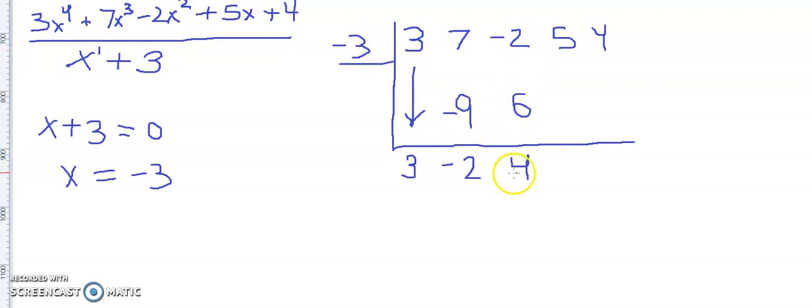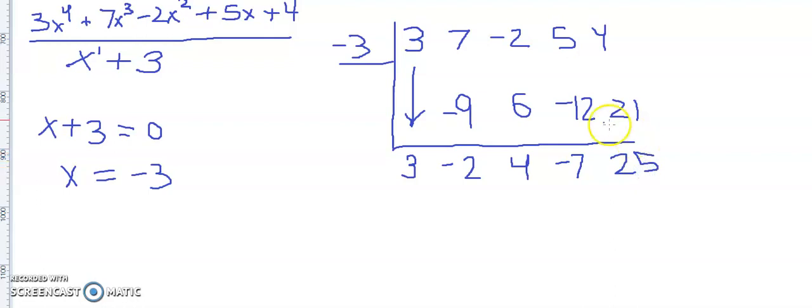Then -3 times 4, that's going to be -12. So now 5 plus -12 will give us a -7. Now -3 times -7 is 21. So 4 plus 21 is 25.